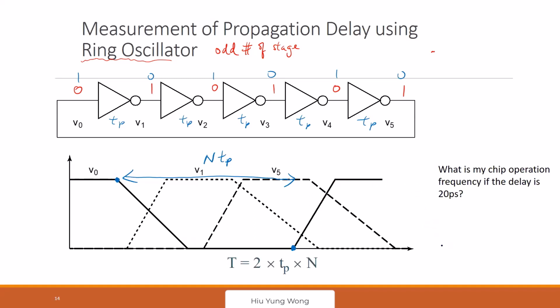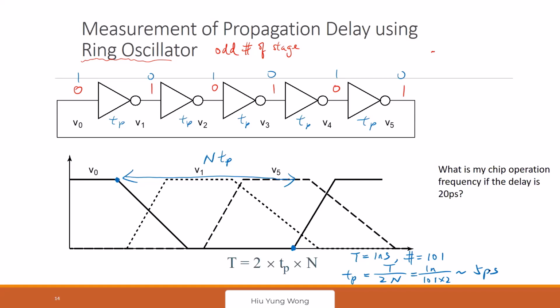Okay, so for example, let's say you do the measurement. If T, you find that it is equal to 1 nanosecond, and you have number of stages equal to 101. Then your propagation delay equals T divided by 2N, equal to 1 nanosecond divided by 101 times 2, which is about 5 picoseconds. Then you can tell your customer, my technology has an inverter delay of 5 picoseconds.